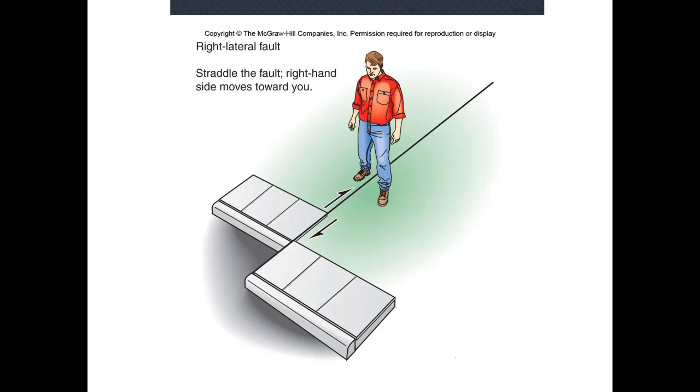Cut this person here. So this is a right lateral strike slip fault where you can see the rock on the right side is moving toward them. The rock on the left side is moving away. If this gentleman turned around and was facing the other way, this would be his right-hand side. This rock would be moving toward him. Right, so the rock on the right-hand side moves towards you, the rock on the left-hand side moves away.